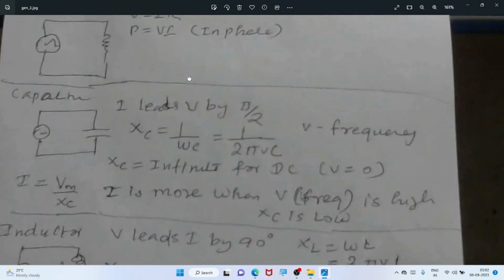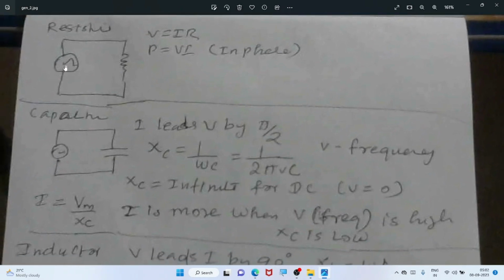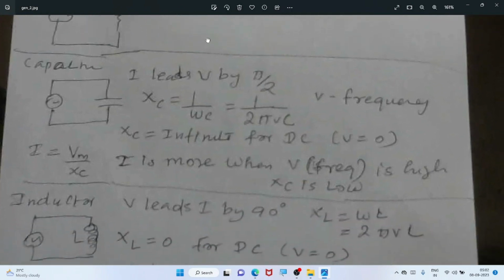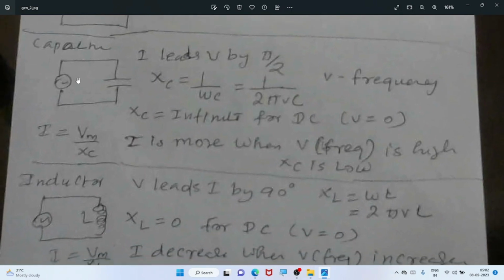If you take a circuit, let us say a few resistors connected to a voltage source, V equals IR, both voltage and current are in phase. But if you take a capacitor, here current leads voltage by 90 degrees. The current is leading. So capacitive reactance Xc equals 1 by omega C. Omega equals 2 pi f, where f is the frequency of this voltage source. It can be f or nu. We have to remember this term is the frequency. So it can be written as nu or f.